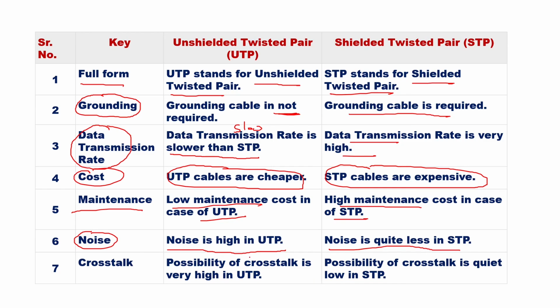Then what about the crosstalk effect? The possibility of crosstalk is higher in UTP and the possibility of crosstalk is lower in STP because of the same reason, because there is more arrangement for avoiding the electromagnetic interference.